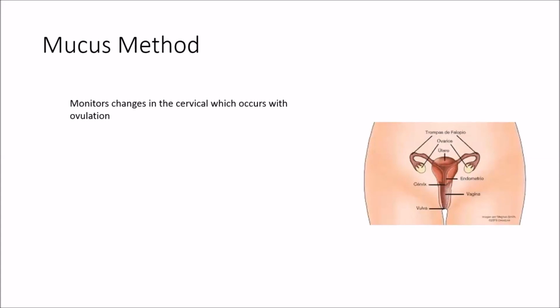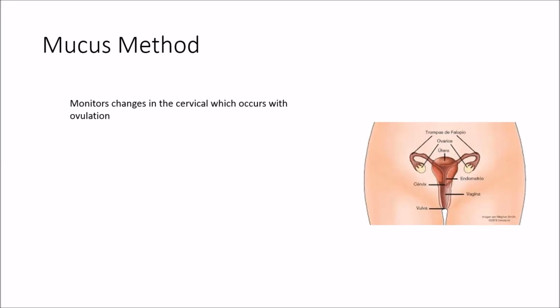So basically, with the mucus method, a female would have to create a little log or journal where they would examine the mucus on a daily basis to see how it changes throughout the course of a month. And during the period of the month when the mucus would have a certain consistency and a clear color, then they would know that ovulation is about to occur. So they will avoid using the natural or rhythm method around that time. They would avoid having sex around that time because that would be the window when she would be the most fertile.